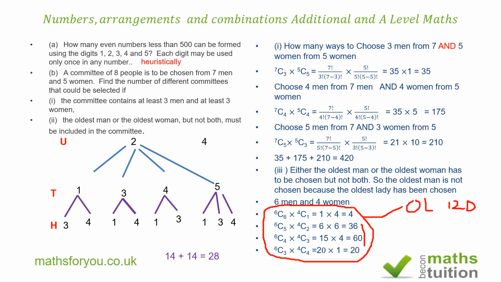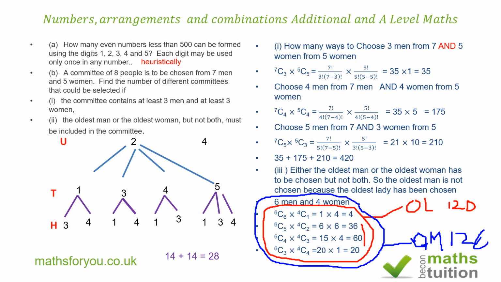Okay. Now, suppose we said to ourselves, well, we're not going to choose the old lady, but we're going to choose the old man. So this calculation will be based on choosing the old gentleman there. So if we call that OM, as the old man there, and again, the number of ways we can choose a committee will be 120 there.